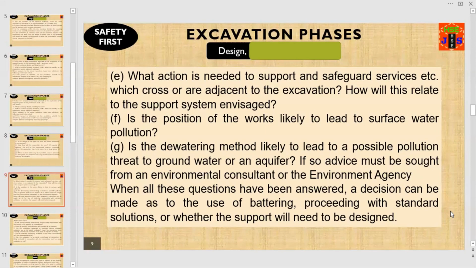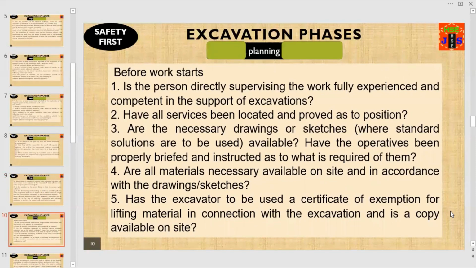You have to think in this way in the design stage if you are interested to keep your excavation safe and accident free. Dear friends and fellows, let us discuss now what you have to plan just before starting excavation. Number one is the person directly supervising the work, fully experienced and competent in the support of excavations.